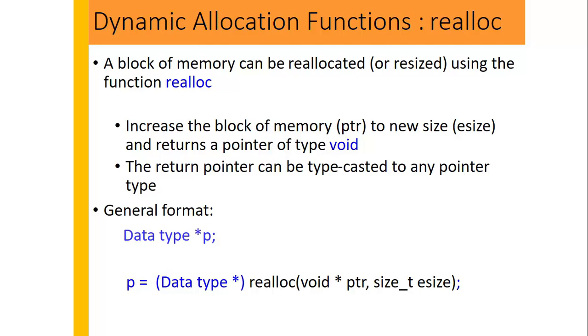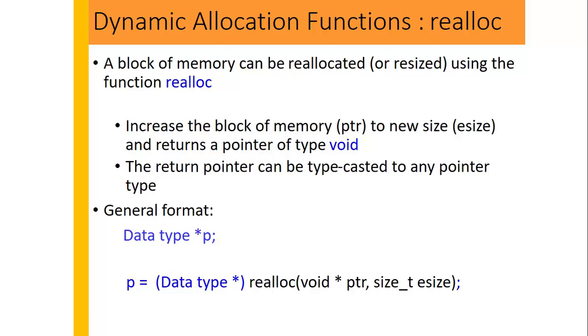For example, we have 5 bytes already allocated with a pointer called p, and we want it to be increased to 20, 40 or 50. We want to add more memory. Those 5 bytes already allocated will remain as they are, and additional memory will be allocated. The data in those 5 bytes will not change by any means. So it increases the block of memory to a new size and returns a pointer of type void. The returned pointer can be typecast to any pointer type we are looking for: datatype *p = (datatype *)realloc(old pointer, new size).